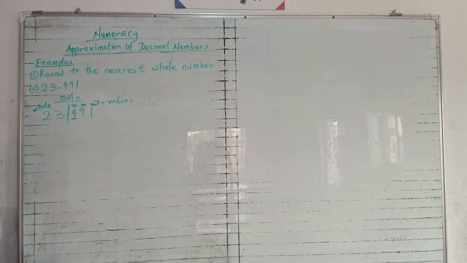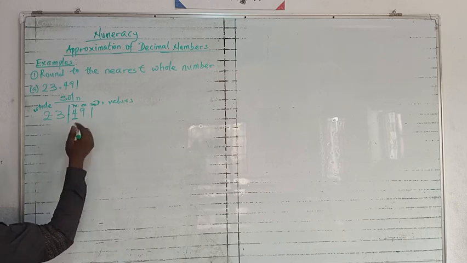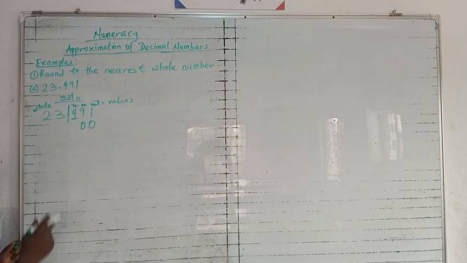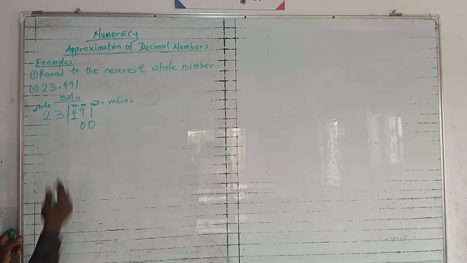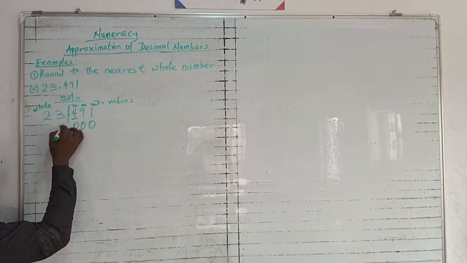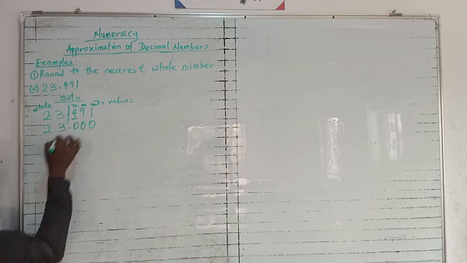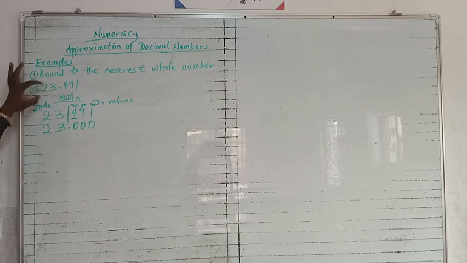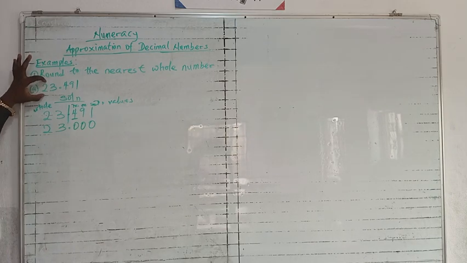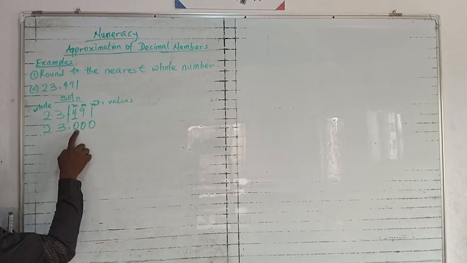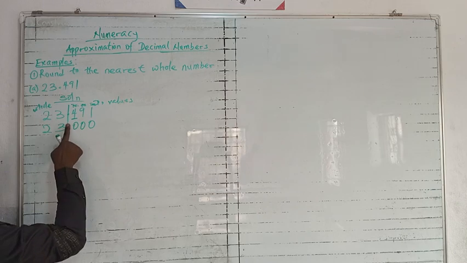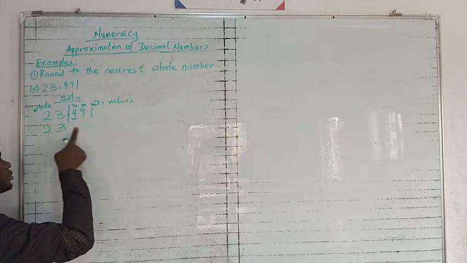Now, having considered 4, meaning that here and here will be 0, 4 is in what group? Group A, Group B. Group A, it becomes 0, and here remains the same. Remember, there's a decimal point here. But due to the fact that our interest is to make this decimal number a whole number, this 0.000 becomes insignificant. So therefore, I can decide to remove it totally.